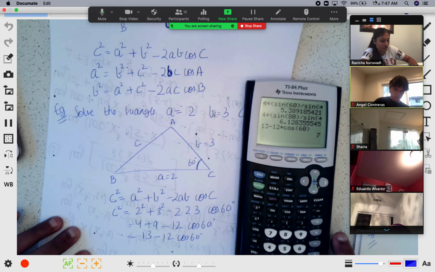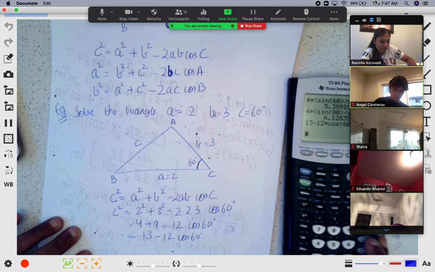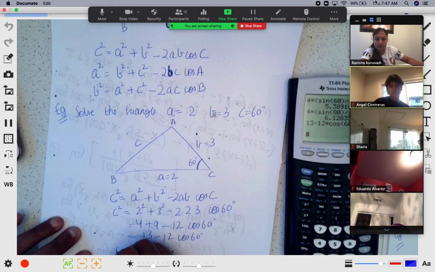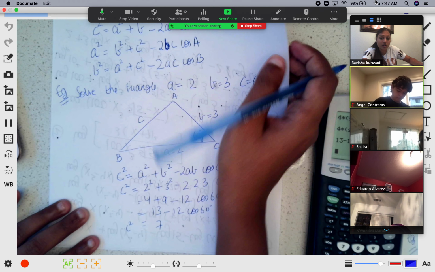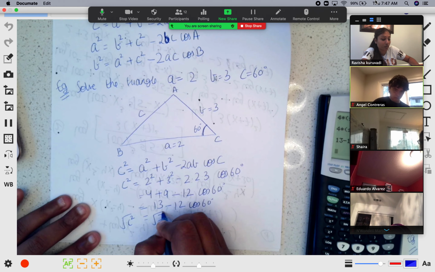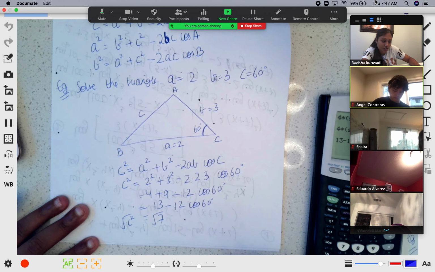So your c square comes out to be 7. But I just need c. So I take the square root on both sides. I will not put a negative sign because my length cannot be negative. So my c is just the square root of 7.